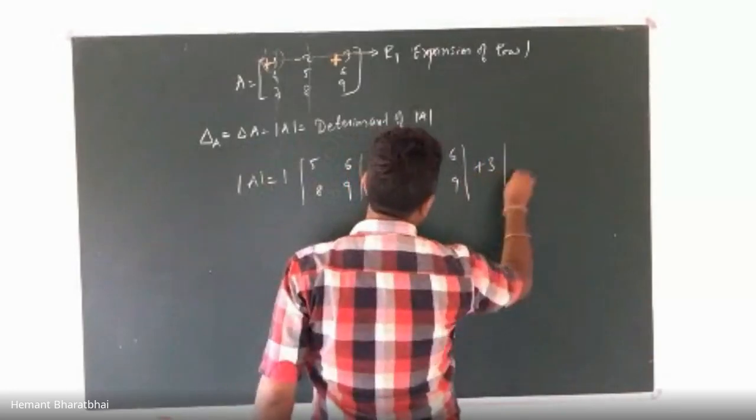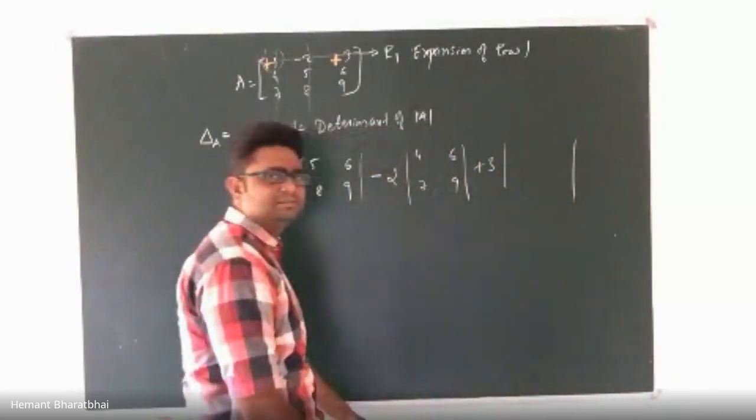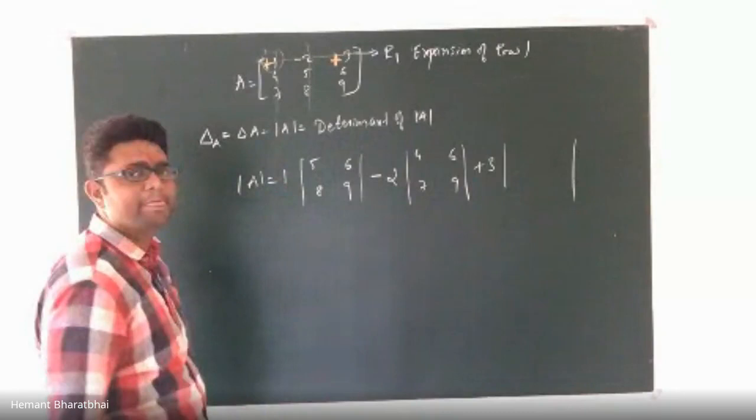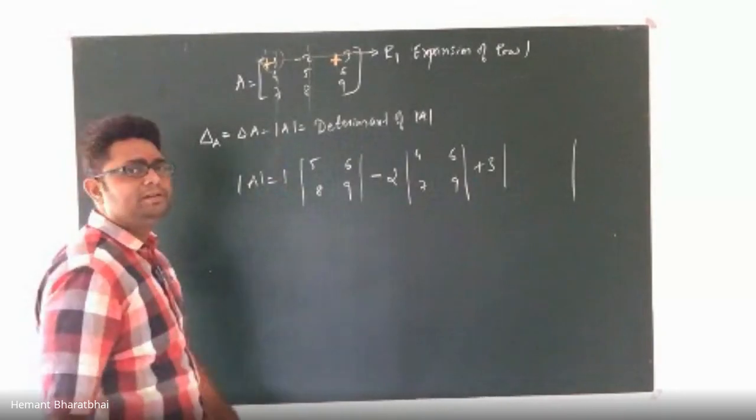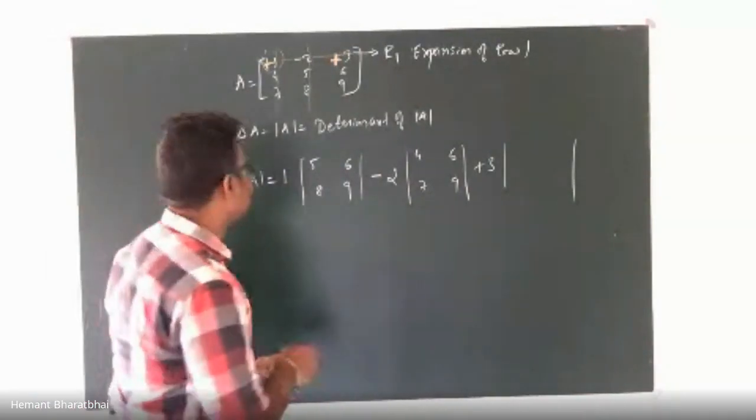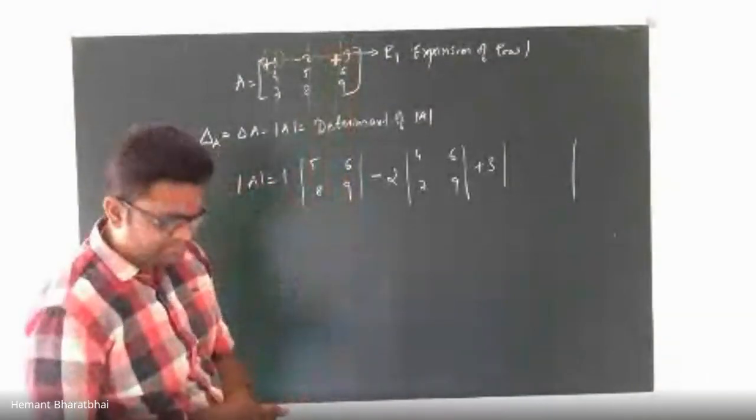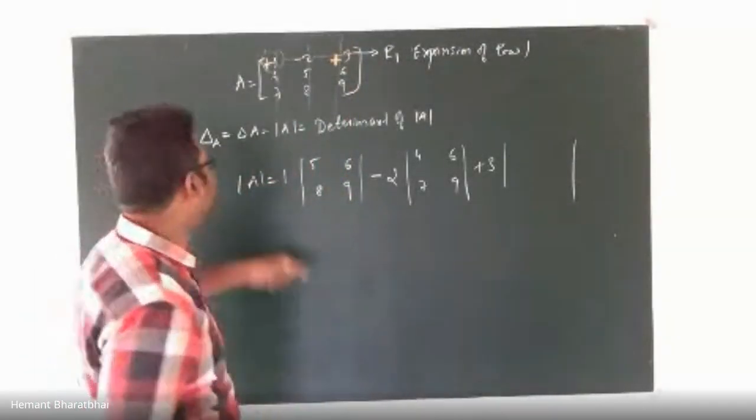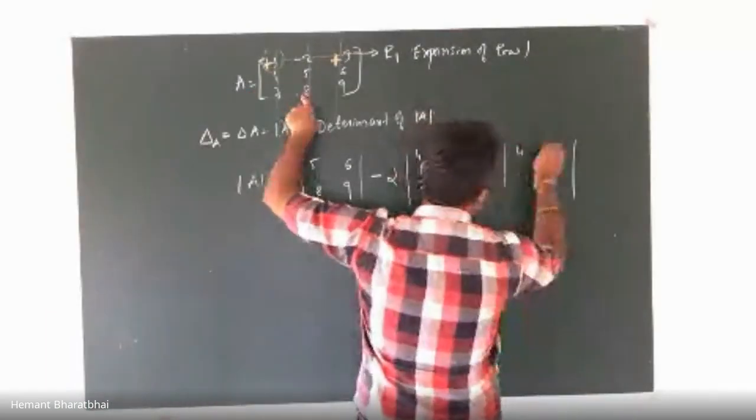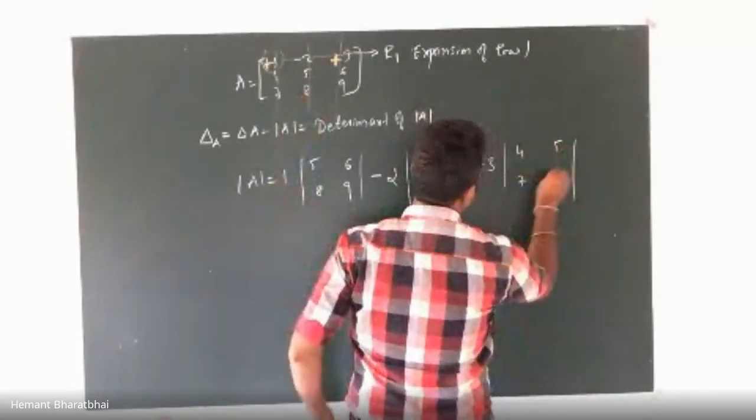Then the next element, you have to write plus, so plus 3. The element is in the first row and third column, so you cancel the first row and third column and write whatever elements are remaining. So that is 4, 5, 7, and 8.